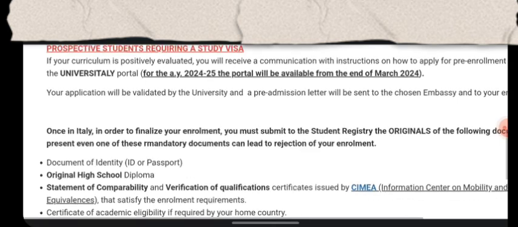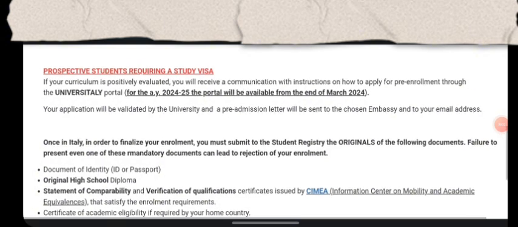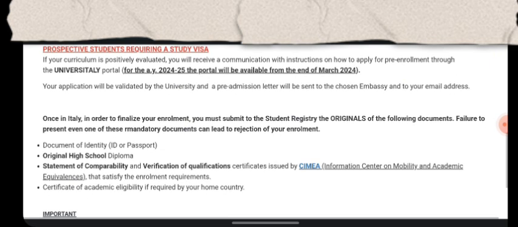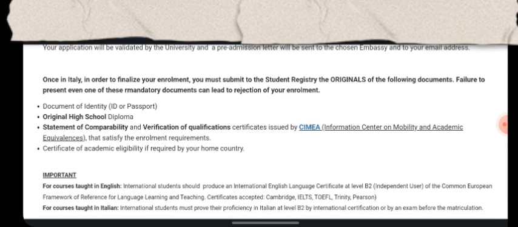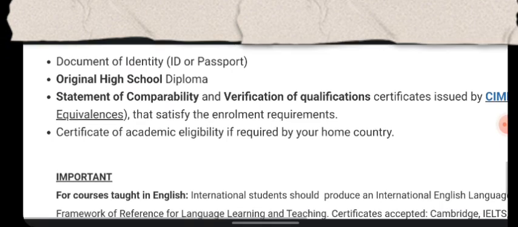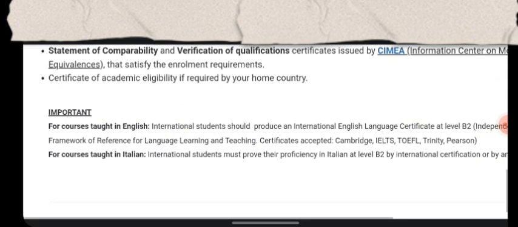Your application will be validated by the university and a pre-admission letter will be sent to your chosen embassy. When you are using the Universitaly portal, after filling in the country where you reside and where you want to process your visa application, your pre-admission letter will automatically be sent to the embassy that you chose during your pre-enrollment on the Universitaly website. Remember, you have to provide a copy of your international passport data page, your original high school diploma, statement of record, transcript of record, and your bachelor degree certificate.